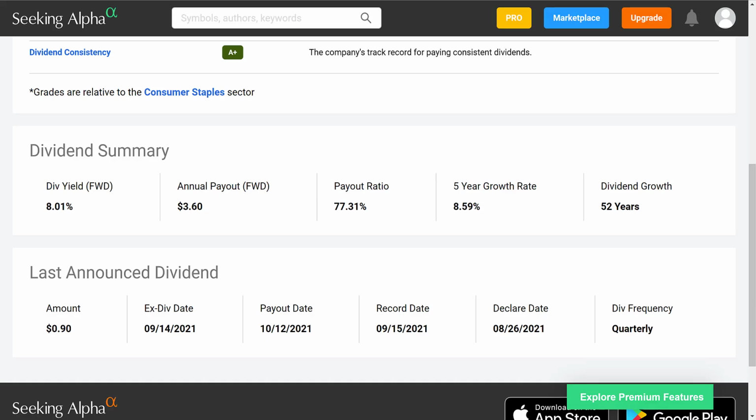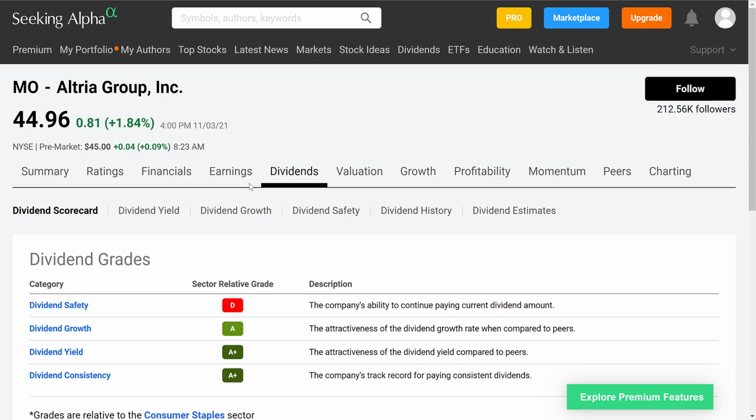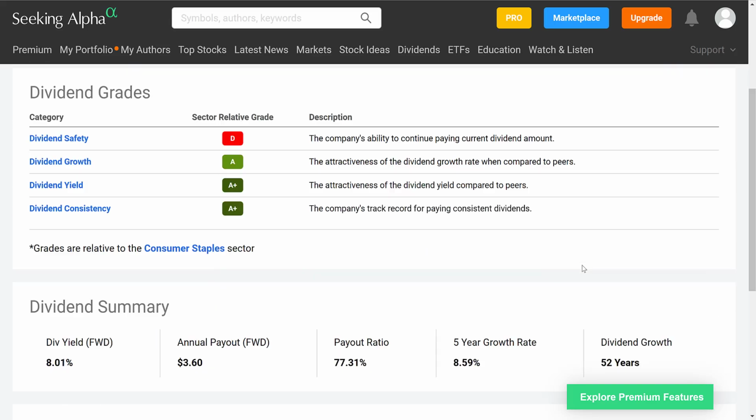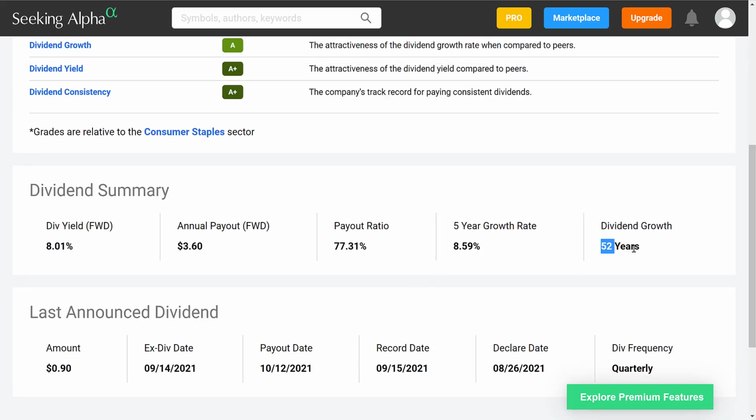Like a company right here, this is Altria Group. They currently trade at $45 a share. We'll see that they have a dividend growth record of 52 years, meaning they've been paying out these dividends and increasing them for 52 years. They have a whopping dividend yield of 8.01% and a payout ratio of 77.31%. But this company is not necessarily as innovative as a tech company like Microsoft. They're going to be paying out more to their shareholders and using the rest of that money to keep the company flowing and do all different things like that.